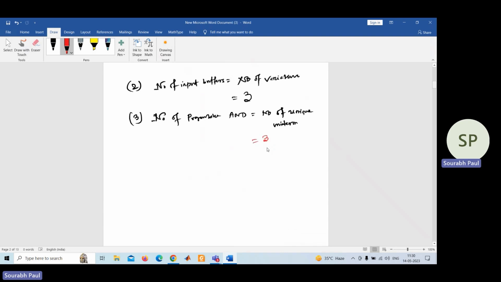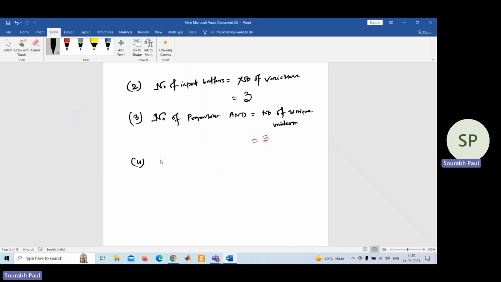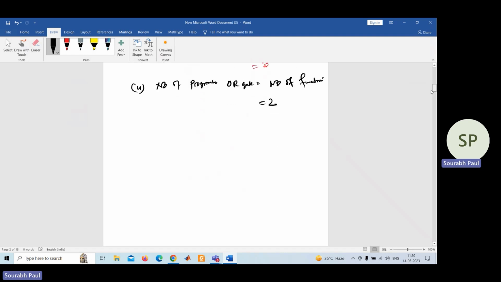Okay, that is 3. Now, after that, you need to determine how many OR gates are required, the number of programmable OR gates. The number of programmable OR gates is the number of functions given in the question. In this case, 2 functions were given, F1 and F2. So the number of OR gates will be nothing but 2. So we have almost done. Now we need to implement only the circuit.